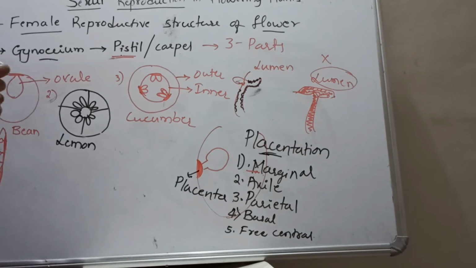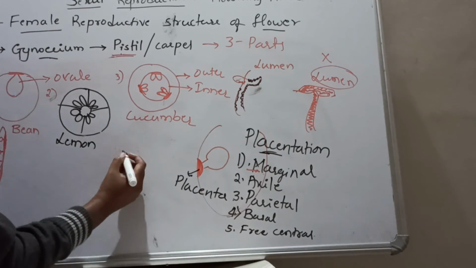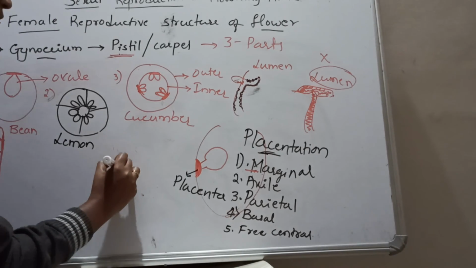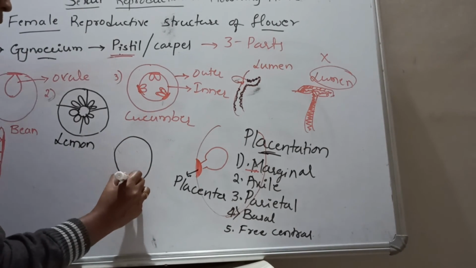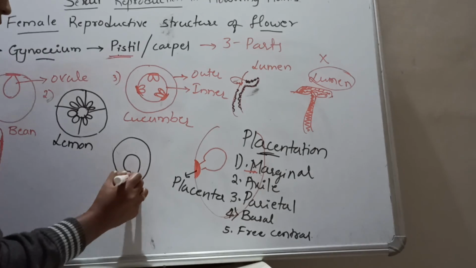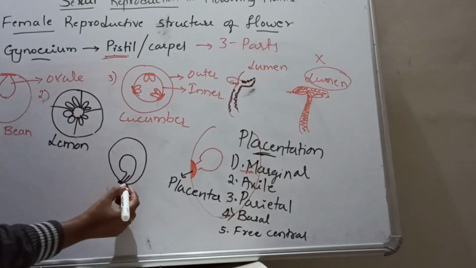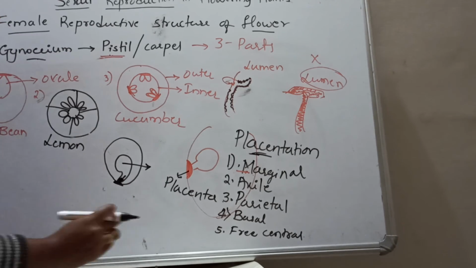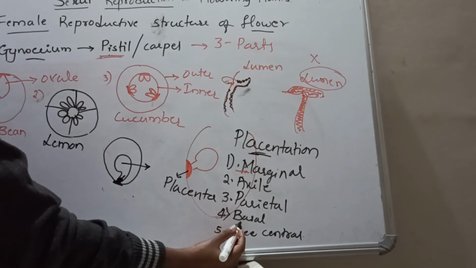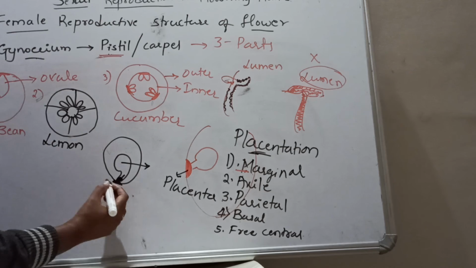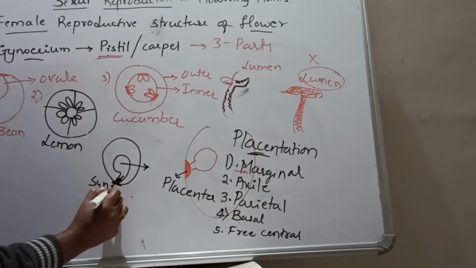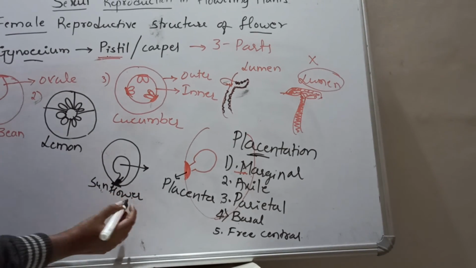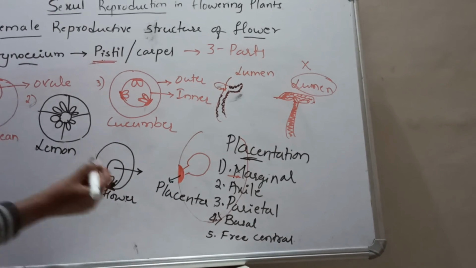And the fourth one is basal placentation. The ovules get attached to the base of the ovary. It is the base of the ovary, and this ovule is attached to the base of the ovary. That is called basal placentation. For example, sunflower.